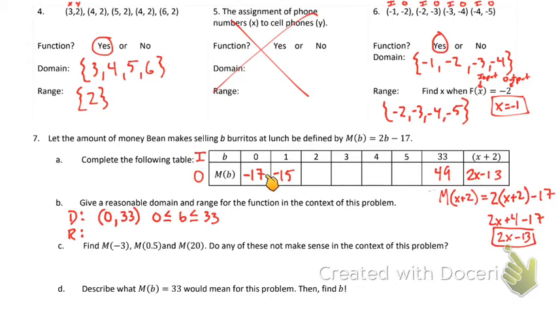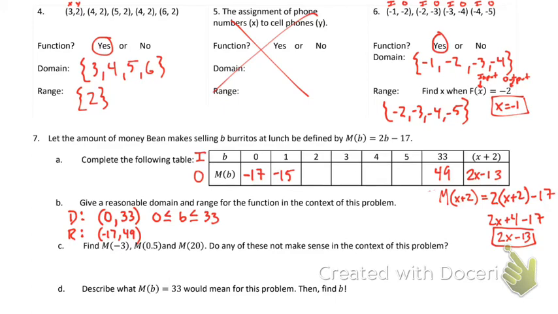Now your range, same idea. Your range is your output. So based on what you see, how much is the money he can make? Remember, in this context, this is the money he's making. So we know that if he sells 0 burritos, he's making negative $17. So his range is, the least amount of money he can make is negative $17. And if he sells 33 burritos, what's the most money he can make? And that answer is $49. Okay, your range is your output, which we got from the table. So that's one way of displaying it.